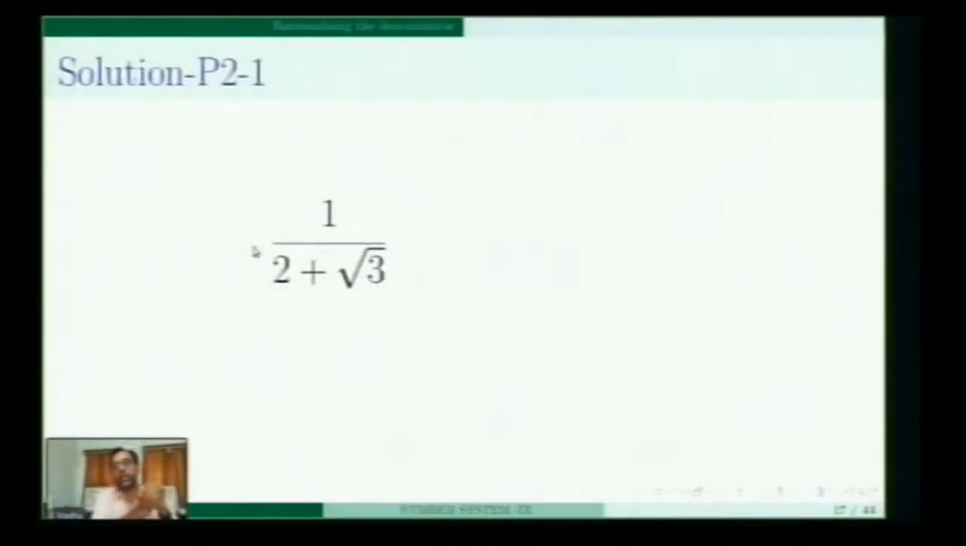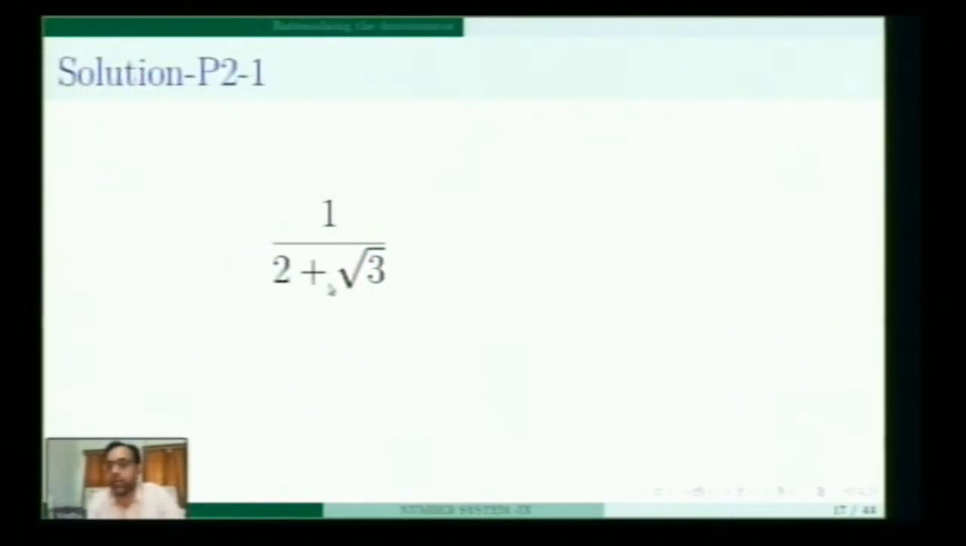Look at this particular problem, 1 divided by 2 plus root 3. The denominator, 2 plus root 3, is an irrational number. I want to make that a rational number. That is the process of rationalization of the denominator. So I want to get rid of my root 3 and make it some rational number.